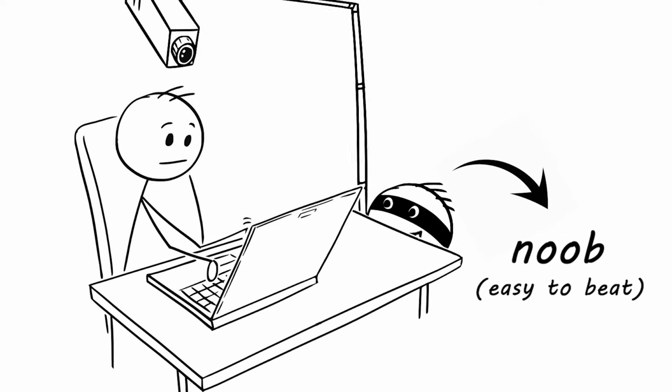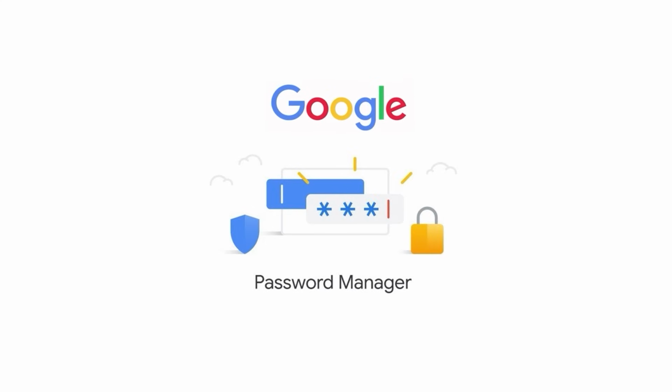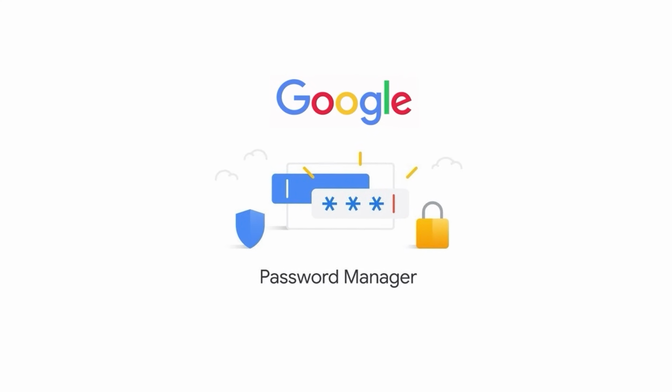You win if you do just a few things. First, use unique passwords for every account. Not kind of different, not I add a number for each site. Actually unique. The easiest way to do that is to use a password manager and let it generate long, random passwords for you. If one site is breached, the damage doesn't automatically spread everywhere else.